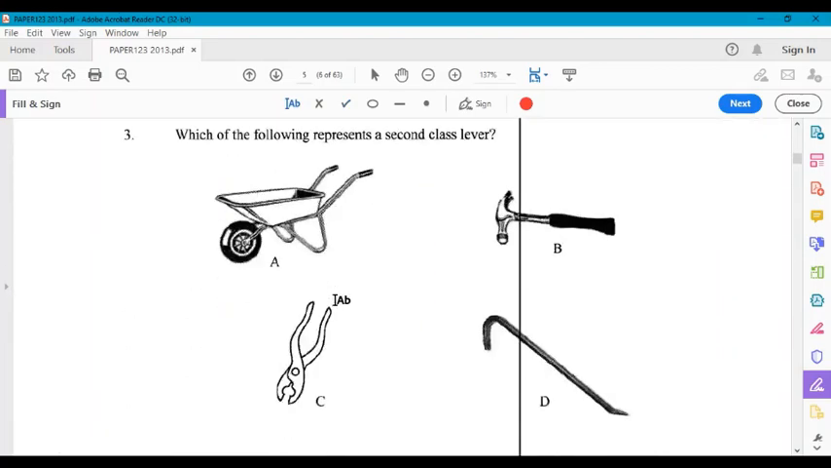Number 3, which of the following represents a second-class lever. Okay, so we're looking for the machine that puts the load in the middle. That would be this one here. Okay, you can check all the others. The load goes at the end for each of those. Okay, first class lever has the load on either end of the lever. Second class levers have the load in the middle, okay, between the fulcrum and the effort. So fulcrum is here, effort is up here where you hold it.